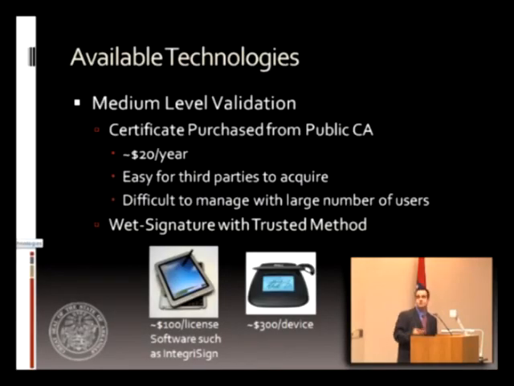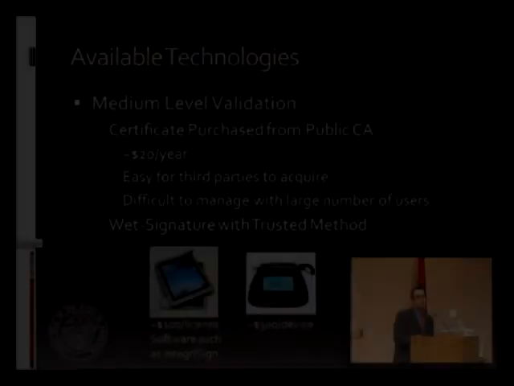Medium level validation. This is the type of technology we would use for processes such as doctor's prescriptions, things that we need to know who signed the document. You can go out to the internet and you can purchase a certificate from an online certificate authority, that's a CA. VeriSign, GeoTrust are a couple of good examples of those. They run anywhere from $20 up to $200 to $300. The price difference is based on two things: the length that certificate is good for, whether it's a 1-year, a 2-year, or a 4-year certificate, and then the process you had to go through to prove your identity.